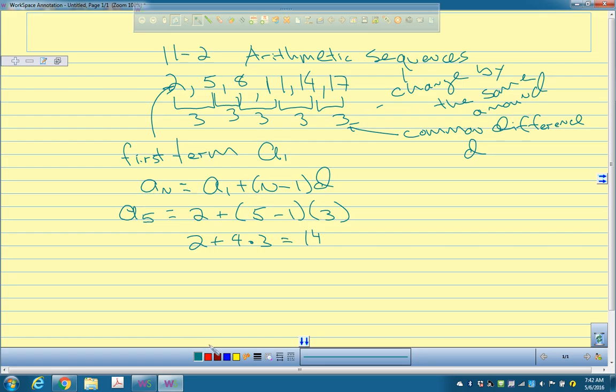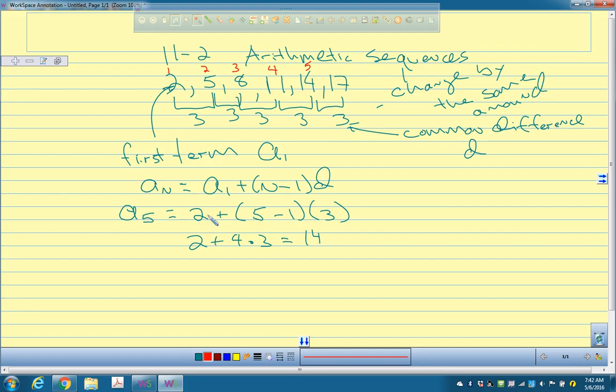1, 2, 3, 4. And just like I said, the 5th term is 14. Isn't that easy? So all you really need to know is the first term and the common difference. Sometimes finding the first term can be a little tricky, but it's not too bad.